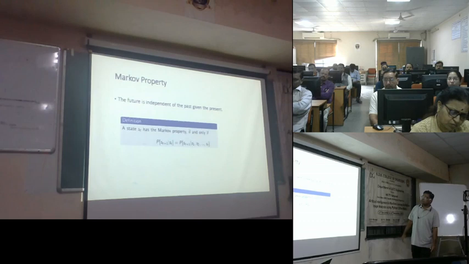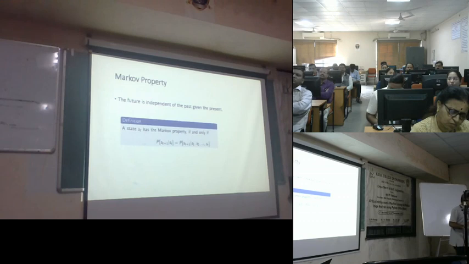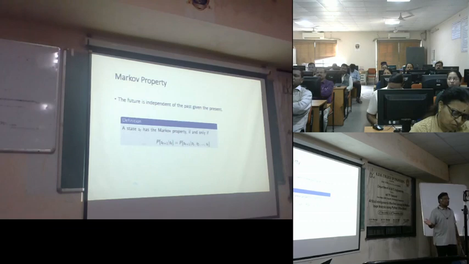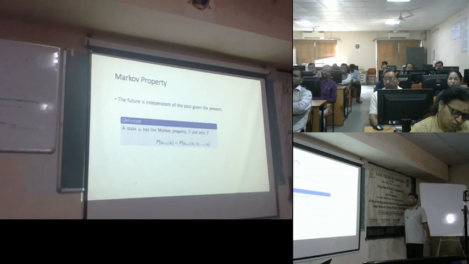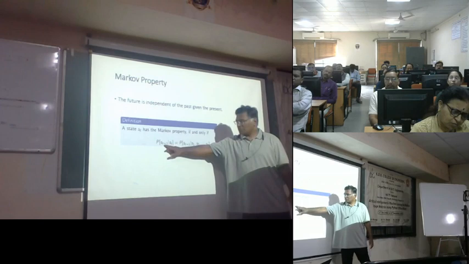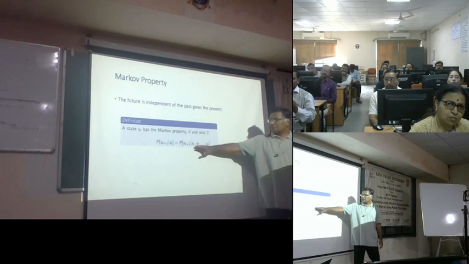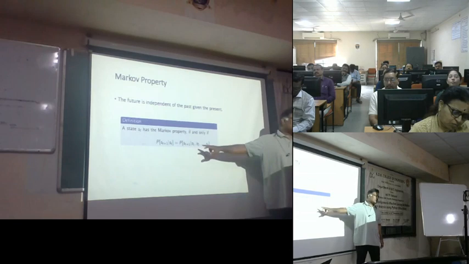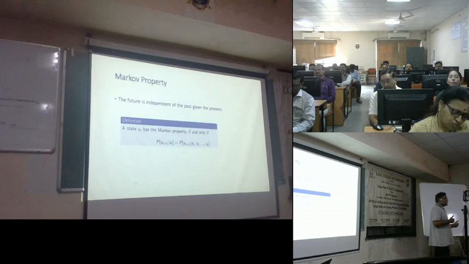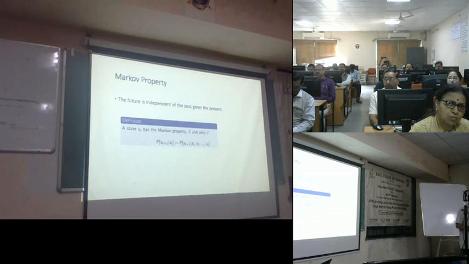So this is the Markov property. The future is independent of the past, given the present. What we are going to do in the future has no bearing on the past. It is just dependent on the present. That is what the Markov process is. The Markov state has a property such that the probability of going to the next state depends on the current state. Whatever previous states you have come through, it doesn't matter. What matters is only the current state. The probability of going to the next state, whatever the history, is only dependent on the current one. That is the Markov property.